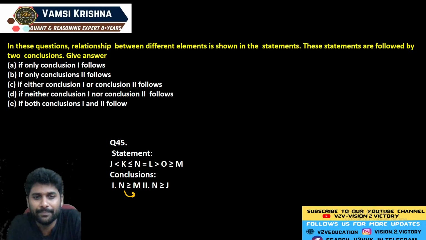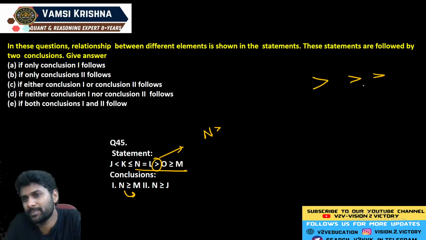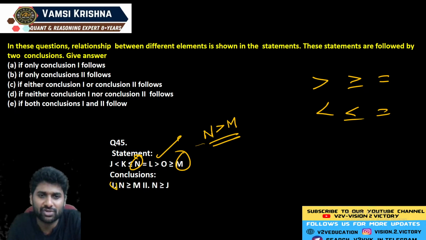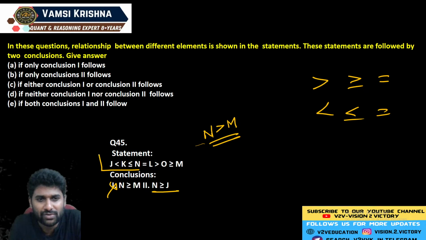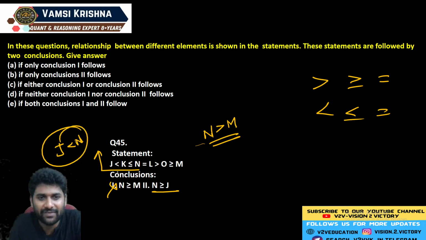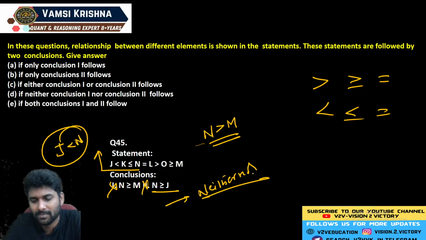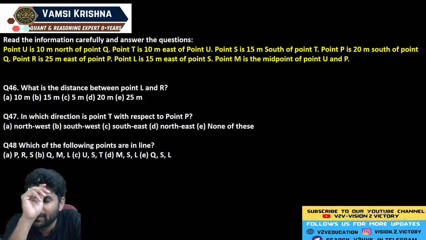Now see here, N to M. Here the relation has a greater than symbol. Definitely that's your priority. Remember, the priority of symbols should be greater than, greater than or equal to, and equal. Less than or equal to, equal. So while observing N and M, if it is greater, the conclusion relation should be N is greater than M. So one is wrong. Check N to J. Here J is less than N. So definitely this is also wrong. Answer is neither. You can save your time in that section.